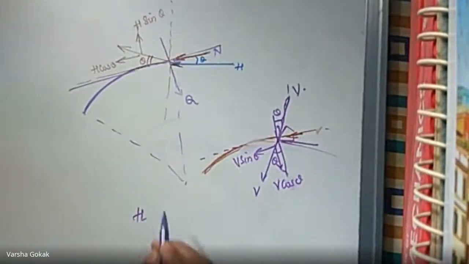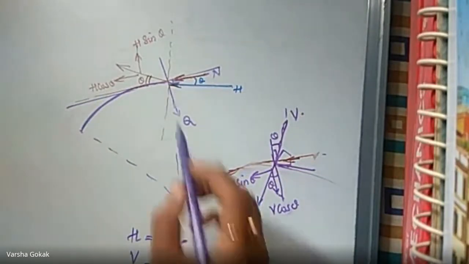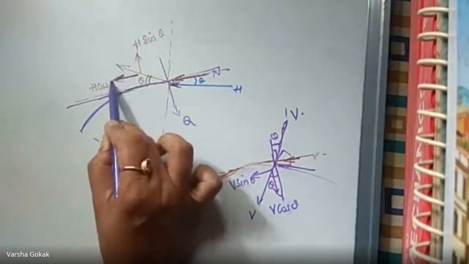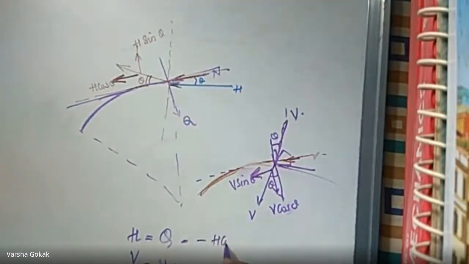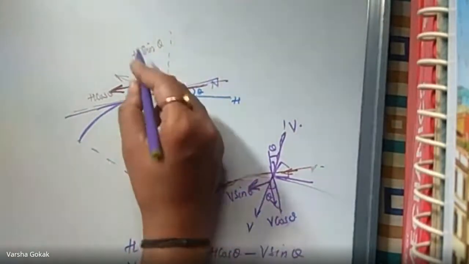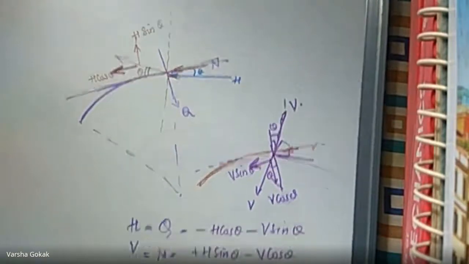So if I take horizontals in one place and verticals in one place, for horizontals I will name it as Q, radial shear. For verticals I will name it as N, normal thrust. Now in your horizontals, where is your horizontal? This is your horizontal. You have H cos theta, and in the same direction you have V sine theta. So that is minus H cos theta and minus V sine theta. In the normals, what you have? H sine theta upward, so plus H sine theta, and you have downward minus V cos theta. So these are your equations.